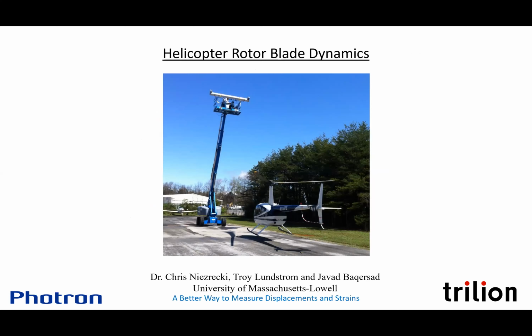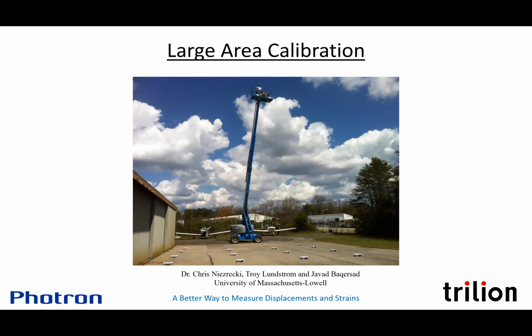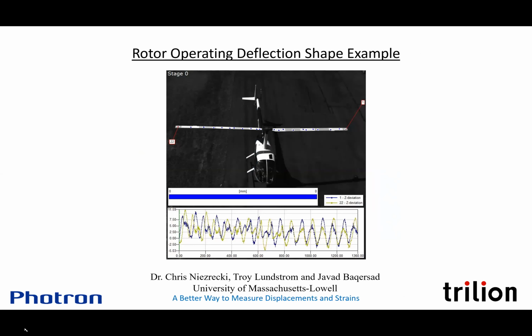Another just general example, Photron cameras in interesting places. There's a pair of Photron cameras on a large custom camera beam, and we're looking down, as you can see, on a hovering helicopter, and we're actually measuring the vibrations of the rotor blades. So we have ways to calibrate large fields of view pretty quickly and easily, and that's what they're doing there. And then just a very quick look at the results. This is where we're holding that rotor blade stationary and looking at the operating deflection shape.